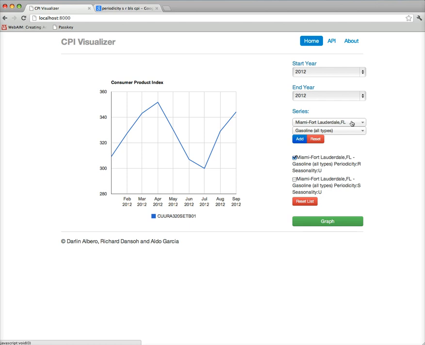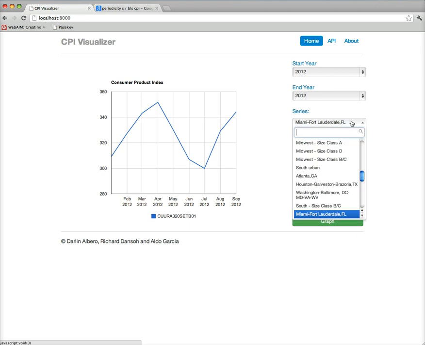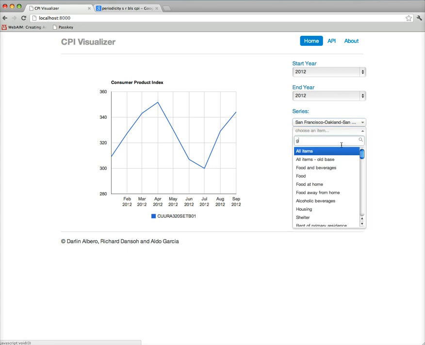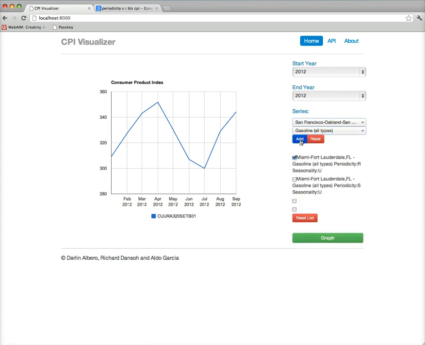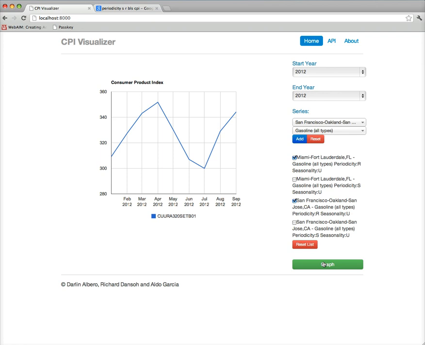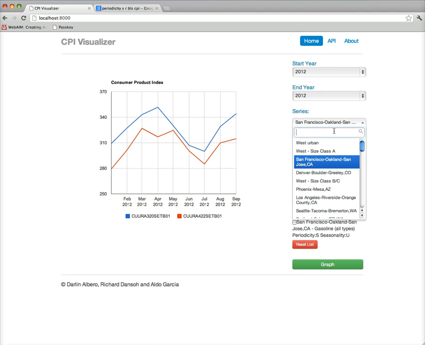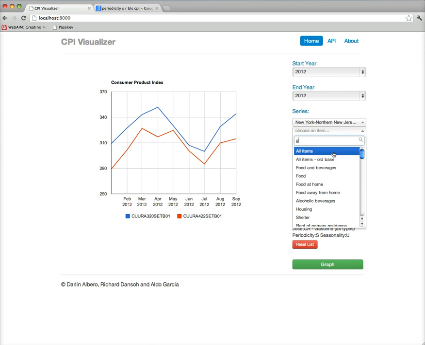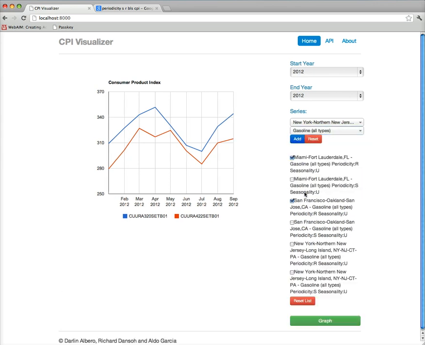Now, let's say we wanted to add another series to this chart. So let's go to San Francisco. And again, we'll look up gas prices to compare the trends. And we'll select the series and graph it. And again, we can see the series and how they compare. And just for fun, we'll do one more. Let's say New York. Again, gas. We'll add the series and graph it. And again, just a simple way to compare the data.